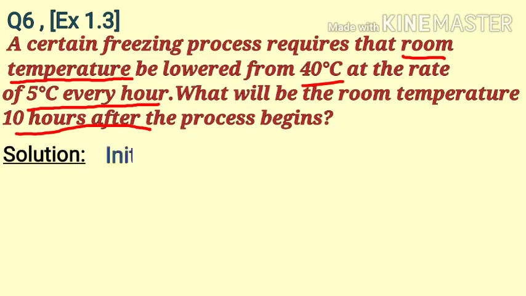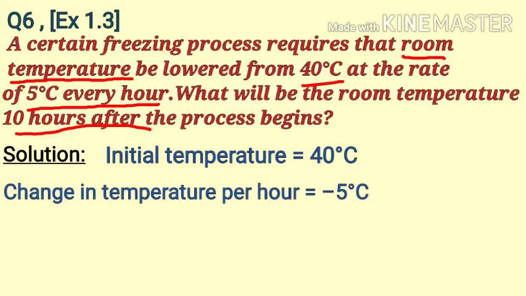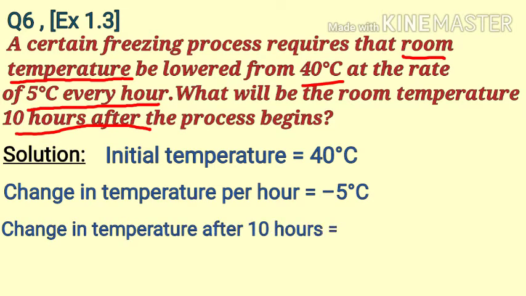First we will write initial temperature of the room, that is 40 degrees Celsius. Then change in temperature per hour. So here temperature is decreasing, so we will represent it by negative integer and it is minus 5 degree Celsius. Then change in temperature after 10 hours. For that we will multiply minus 5 degree Celsius by 10. So it will be minus 50 degree Celsius.